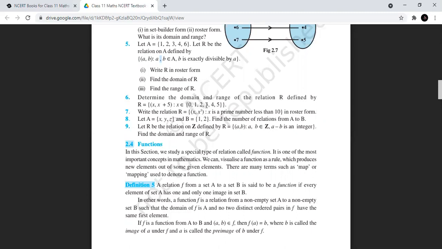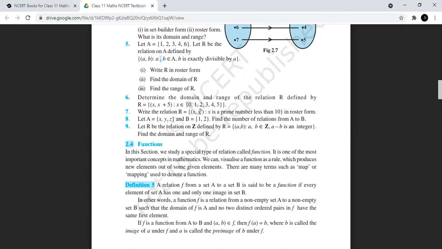Then seventh one: write the relation R as (X, X cube). Here also they have not written Y; whatever is your X, its cube will become your Y. X is a prime number less than 10. So list all your prime numbers less than 10. That will form your domain. First entry would be 2. I hope you all remember, 1 is not to be included as a prime number. When we talk about prime numbers, we start with 2. So 2, 3, 5, 7. Those are all the prime numbers which are less than 10.